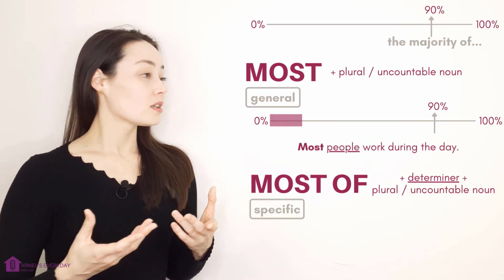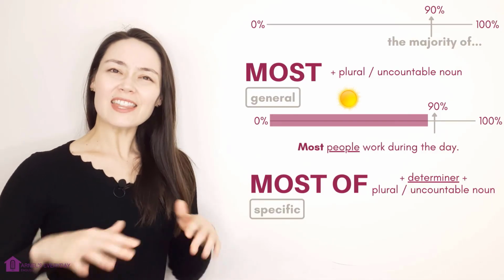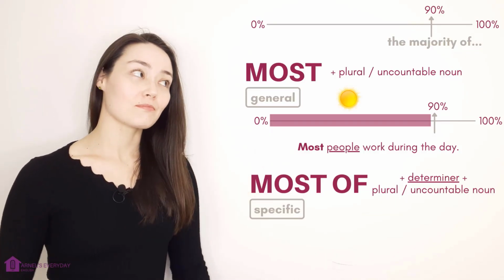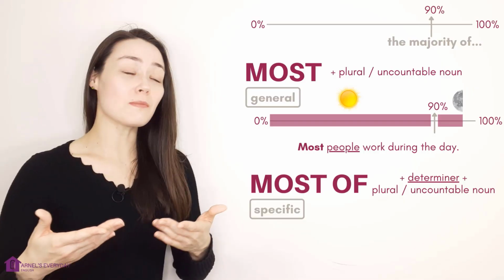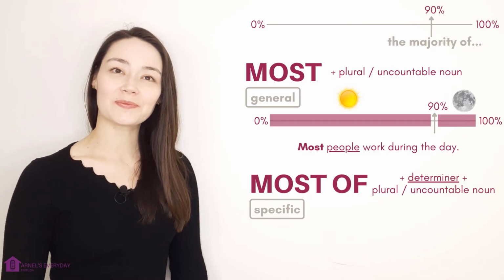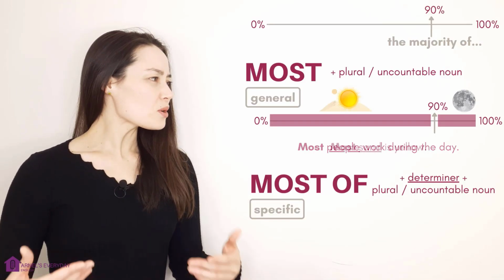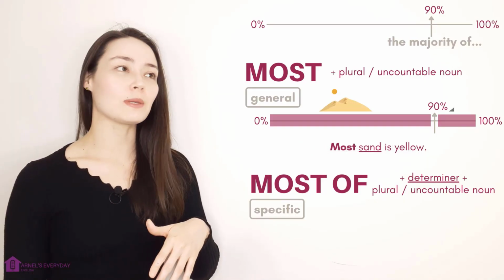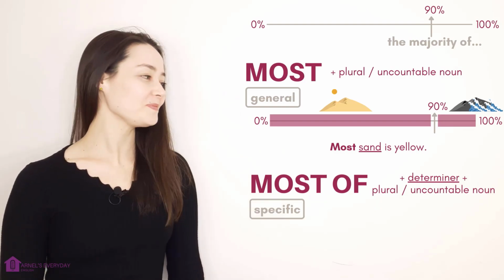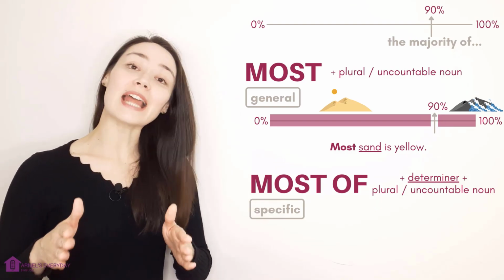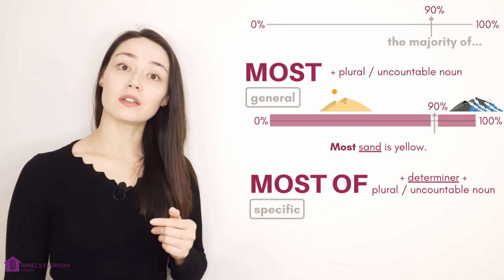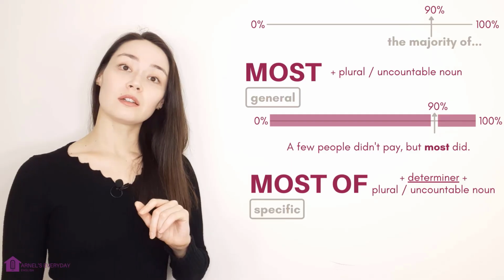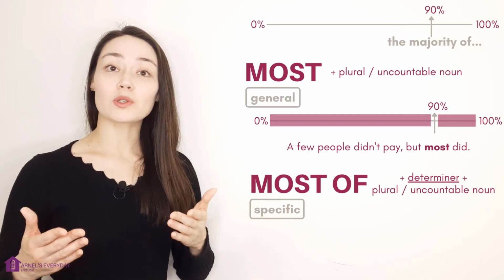For example, most people work during the day. I think around the world this is true. Most people work during the day. But of course, if you're a nurse, you might have the night shift. Most sand is yellow. But of course, some sand can be black. If the noun is obvious, you can remove it. A few people didn't pay, but most did. Here it's clear I mean most people.